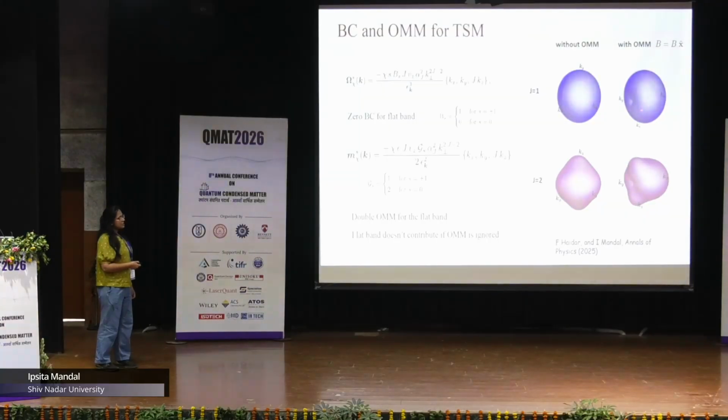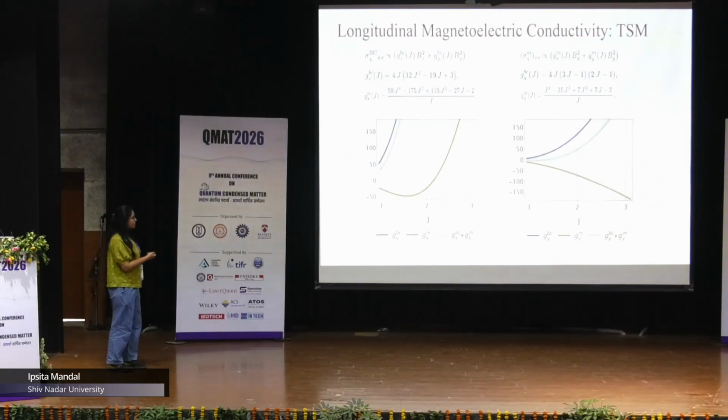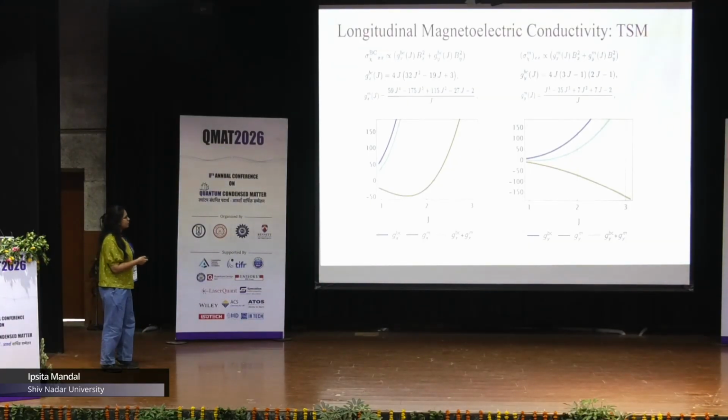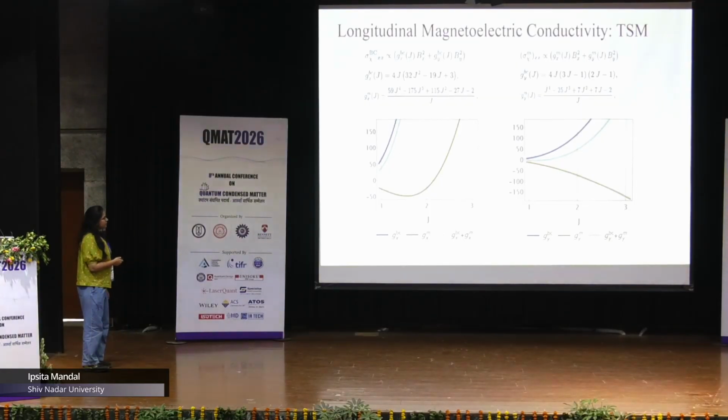So again there is Fermi surface distortion because of the presence of the magnetic field, and the Berry curvature has 0 magnitude for the flat band, but in contrast the orbital magnetic moment for the flat band appears to be twice, which is dependent on this factor Gs, compared to the dispersive band. So the point is that if we ignore OMM, it appears that the flat band will not contribute at all, which is not the correct picture. So instead of plotting the whole conductivity, we just wanted to see qualitatively how it appears.